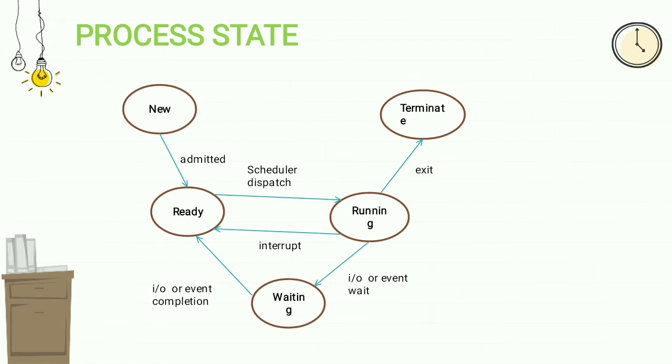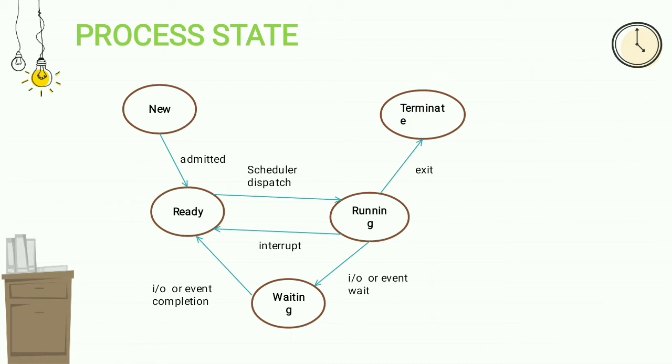First, coming to the new state: when the process is created, it will be in the new state. When the particular process is submitted to the ready queue, it will be in the ready state. The process is waiting to be assigned to a processor. In the running state, the instructions are being executed by the processor. In the waiting state, the process is waiting for some event to occur. And in the terminate state, the process has finished the execution.